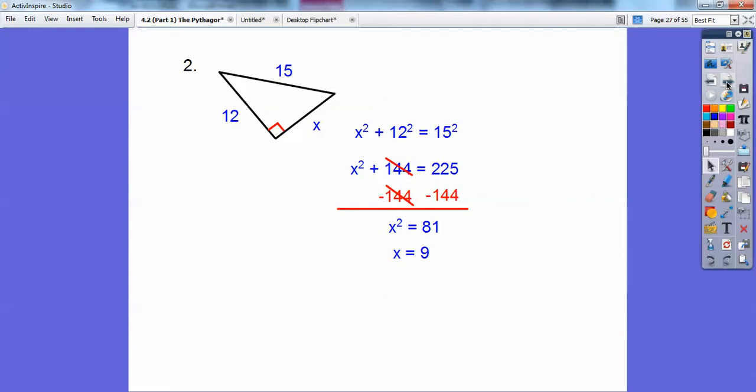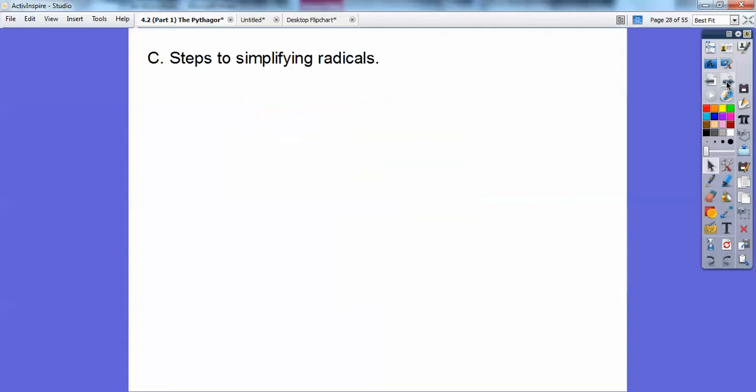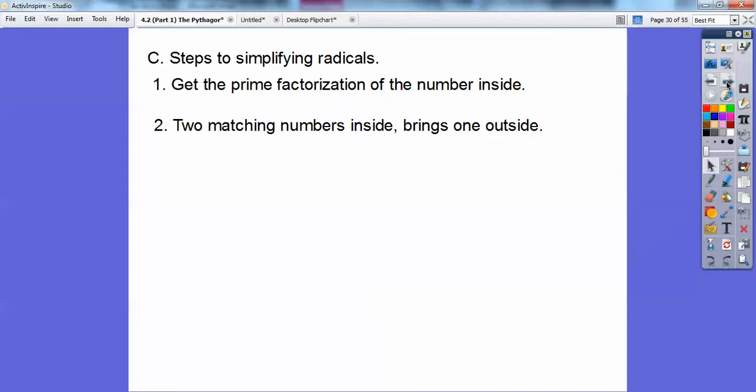Okay, and then before we get into some other ones, I want to go into simplifying radicals. So the rest of this lesson is just learning how to simplify radicals. So the first thing you got to do is get the prime factorization of the number inside. And then after that, you look for two matching numbers on the inside, and it brings one of them on the outside. So here's an example, you guys.